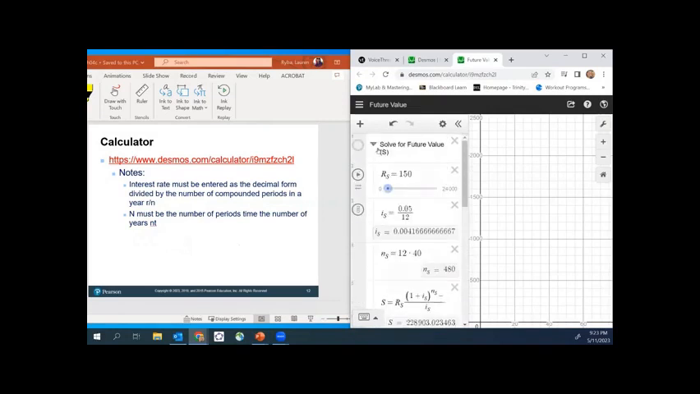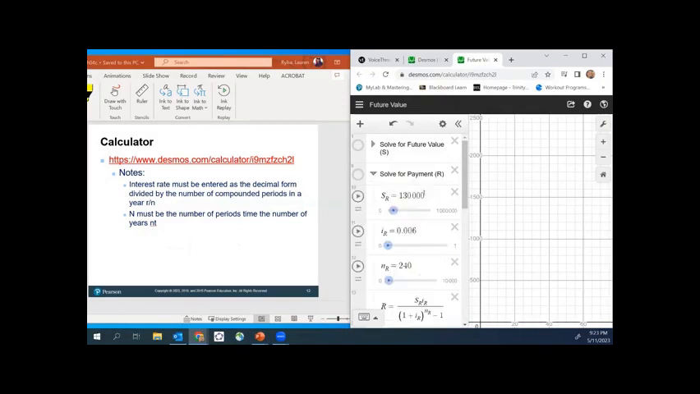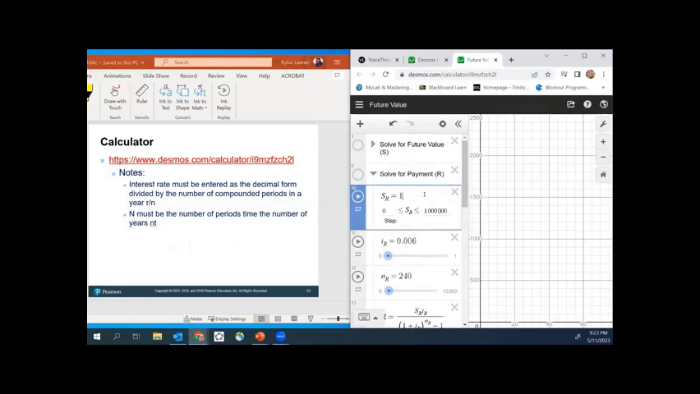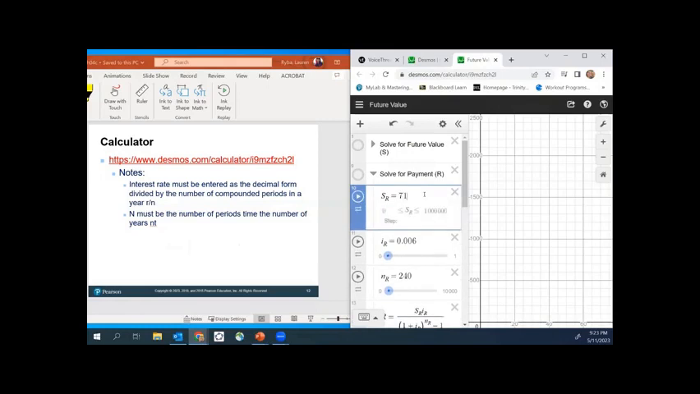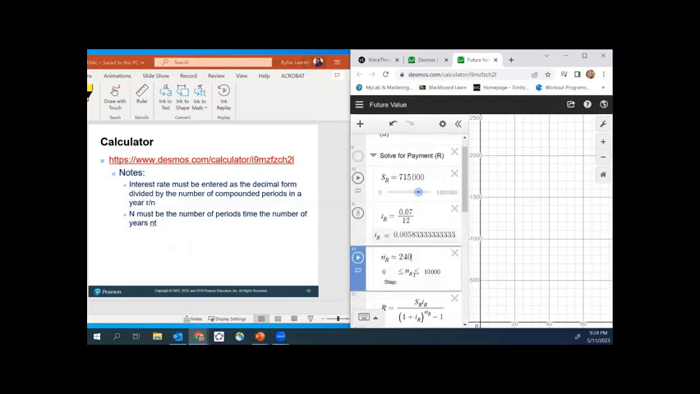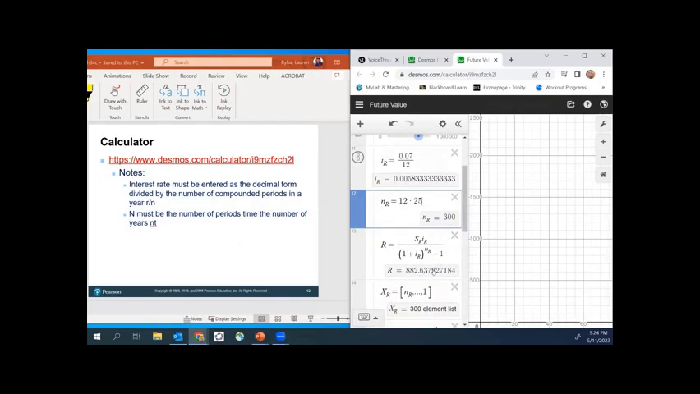Now, we were using future value. I don't want that anymore. I want to solve for the payments. What I'm going to do is open up this calculator here. And then the S here is the amount I want to have, the sum value that I want. 715,000. I'm going to take my interest rate, 0.07 over 12. And then this was 12 times 25. And then the value comes out, same value again, 882.64.